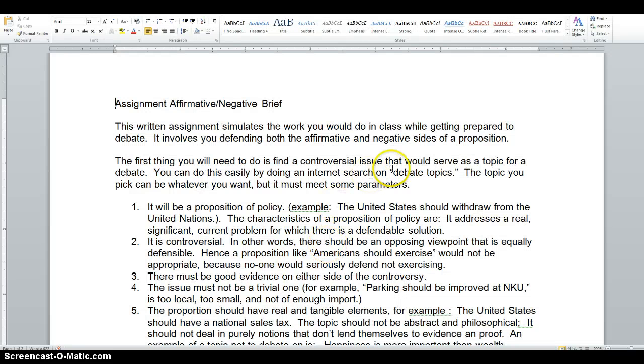So, as promised, class, I'm going to talk you through this assignment, third assignment. I am working on grading the second exam. Hope to have those done by tonight or tomorrow. Anyway, this assignment is the affirmative negative brief.